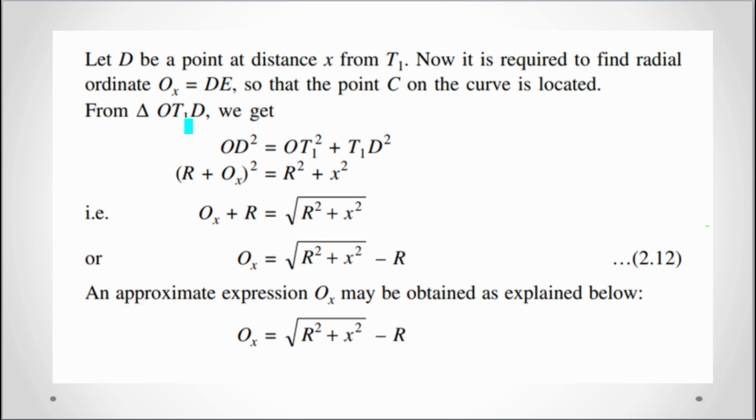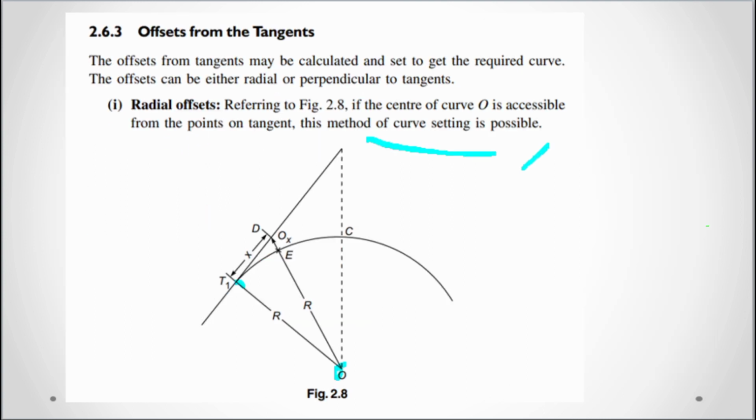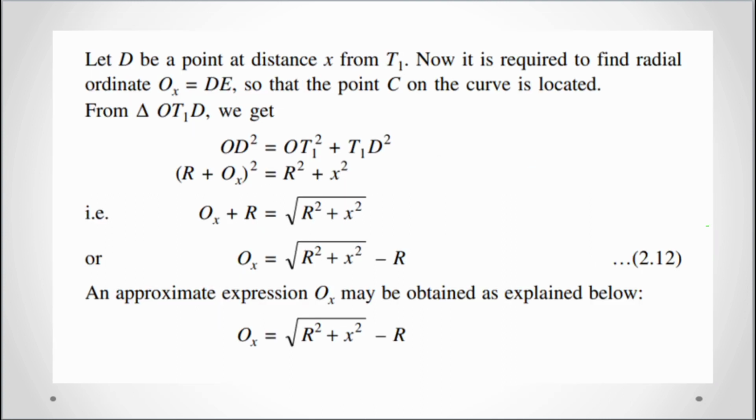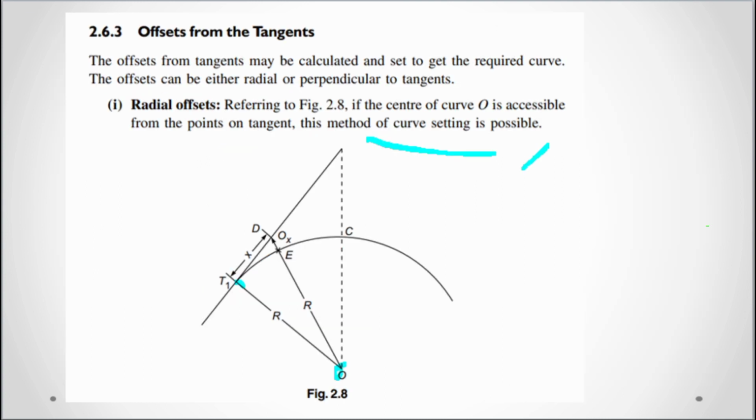This is the right angle found at O, T1, D. So O to T1 to D is the right angle that is formed here in our equation. From that right angle triangle, the distance OD squared is the same as the distance OT1 squared plus T1D squared. So the lengths are OT1, T1D, then D to O.